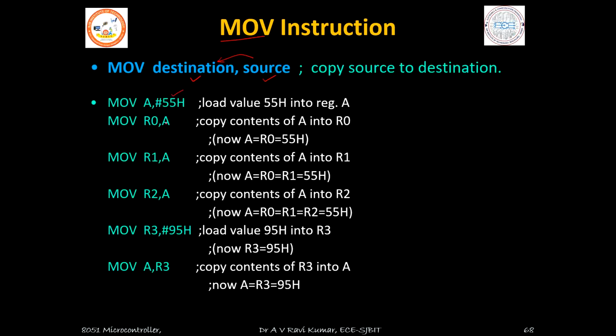I move the accumulator content into the R0, R1 or R2 register. Likewise, immediate data can be copied into the R3 register, and from R3 to the A register. So likewise I can copy the contents or move the data into some particular register. Let me see some different forms of the instruction.